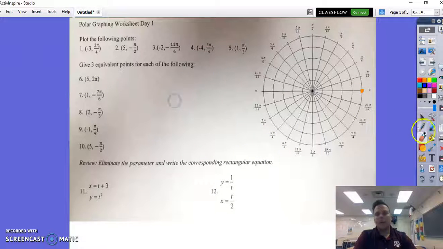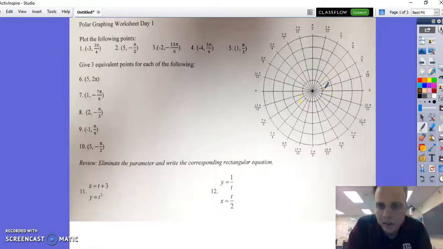1, -7 pi over 6. All right, so 1, oh, hold on, I didn't erase that point. So let me do a different color here. Let's do brown. 1, -7 pi over 6. Okay, so first off, I got to think about where is 7 pi over 6 going to fall?